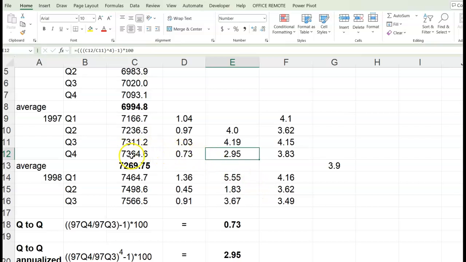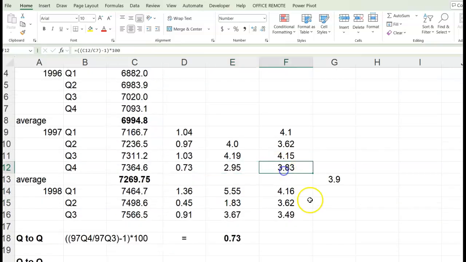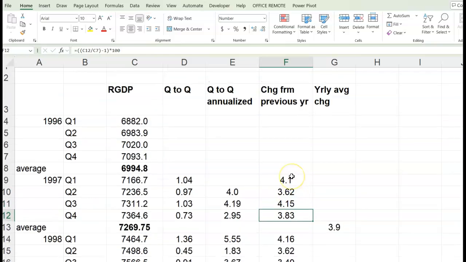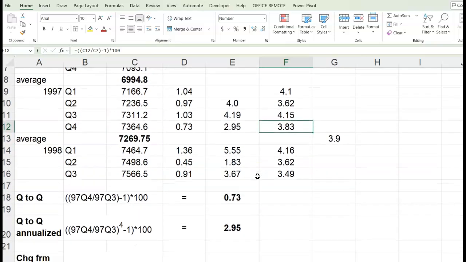So there's 3 rates of change. I'm sorry. You would get 3.83. So this is quarter to quarter. This is quarter to quarter annualized, and this is... I'm sorry, alarm went off here. And you get 3.83 for year over year. So those are your 3 types of percent changes.